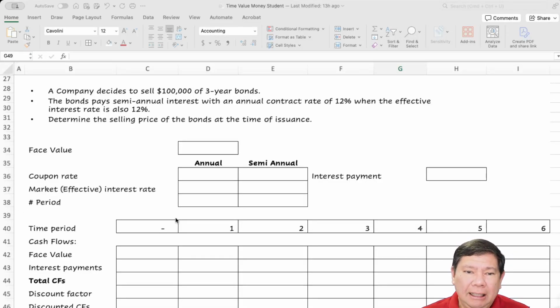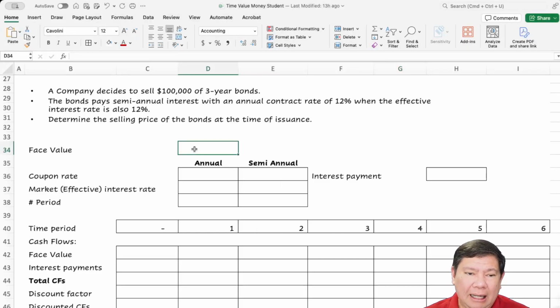Hello everyone. In this video, we're going to look at how to calculate the price for bonds that pay semi-annual interest. Again, we assume that the market rate, 12%, is equal to the coupon rate, 12%, for this $100,000 bond with a 3-year period. Okay, so the face value is 100,000.